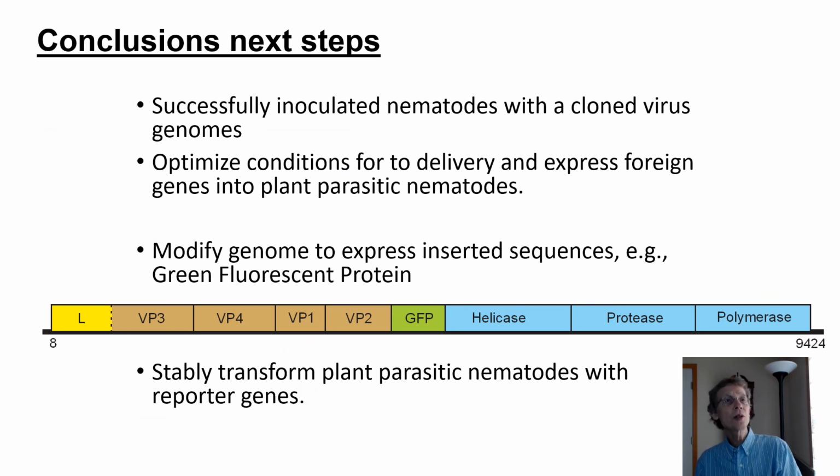So conclusions and next steps. So far we have successfully inoculated nematodes with a cloned virus genome. We've optimized conditions to deliver and express foreign genes in plant parasitic nematodes. What we plan to do next is to modify the genome of the virus to express inserted sequences. And this little cartoon down here shows a copy of the virus genome with a green fluorescent protein coding sequence inserted between the structural and non-structural proteins.